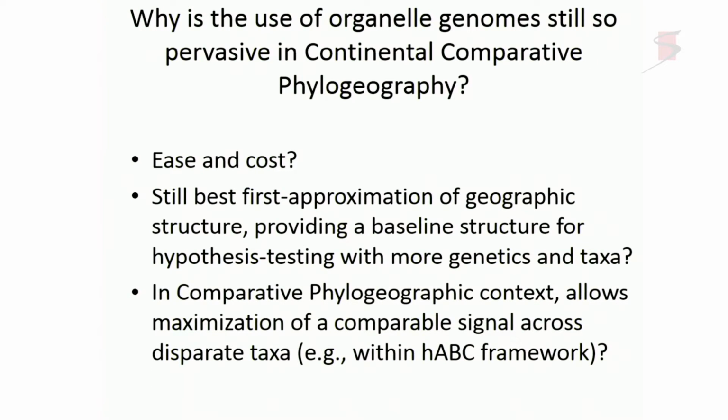Or more directly, in a comparative phylogeographic context, is it because the simplicity of the organelle genomes perhaps allows a more direct contrast and analytical framework to compare across very disparate kinds of taxa and organisms? And so, for example, in an approximate Bayesian computation framework, you see still more studies with organelle-based data across taxa than I think you do with nuclear taxa. I could be wrong. I may not have picked them up, but I think you do. Okay.